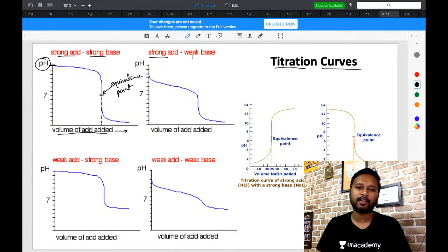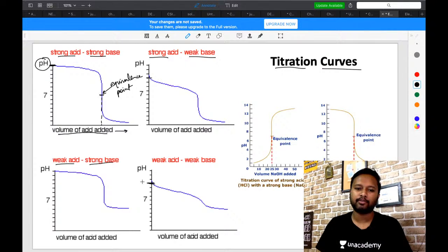Let's say we are taking a strong acid and a weak base. A weak base will not have a higher pH, it will have a lower pH, around 9 or something. Then after reaching the equivalence point, the final pH again comes out around 1 or 2, because you have a strong acid in the solution. If you take a weak acid and a strong base, you get a higher pH initially, 13 or 14, and since you have a weak acid, the final pH will be around 5 or 6. And if you take a weak acid and a weak base, the same thing will happen.